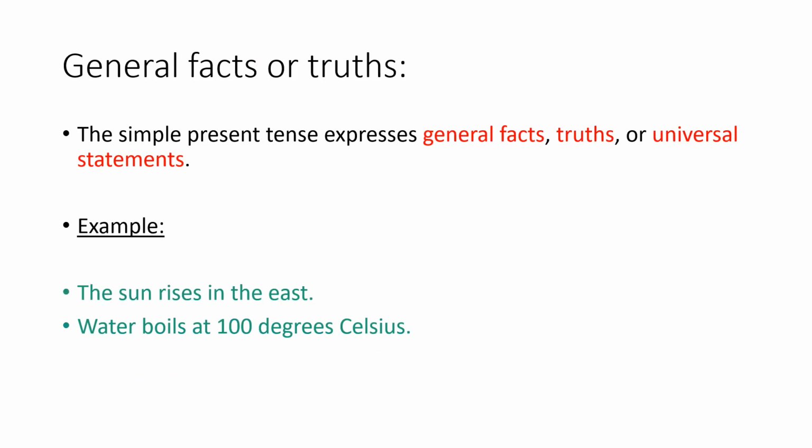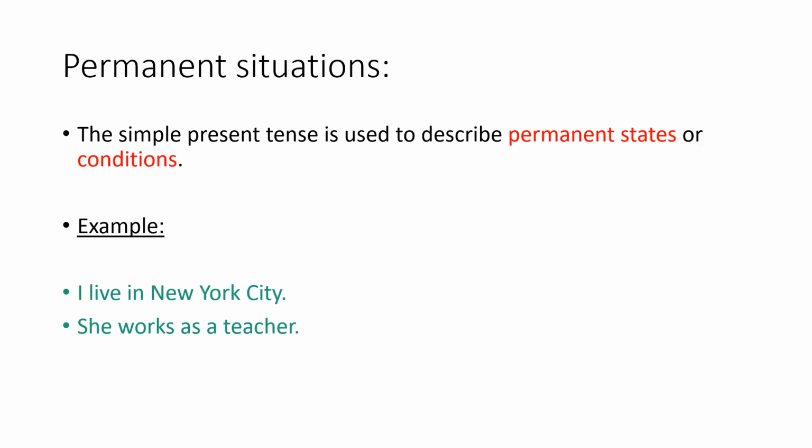The simple present tense is used to describe everyday actions and to express general facts, truths, or universal statements. For instance, the sun rises in the east and water boils at 100 degrees Celsius are examples of statements that represent widely known facts. The simple present tense is not only applicable to actions, but also used to describe permanent states or conditions. For instance, I live in New York City and she works as a teacher demonstrate ongoing states or conditions that are unlikely to change.